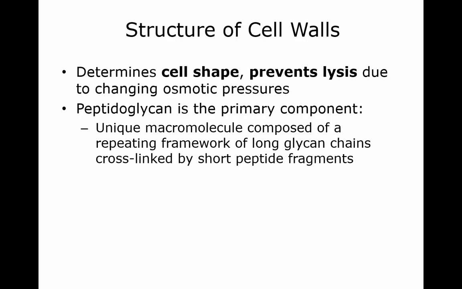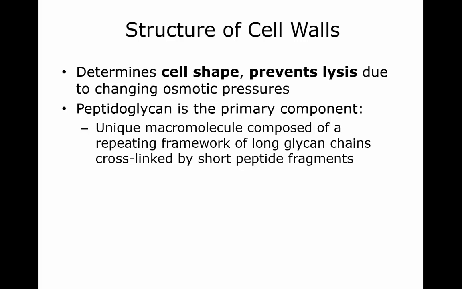Now, for cells, the cell wall provides shape, right? But it also provides protection in that it prevents lysis. When we talk about that word lysis, it simply means to rupture, right? So what a cell wall essentially does is keep the cell from taking on too many fluids that would cause the cell to burst or to rupture.